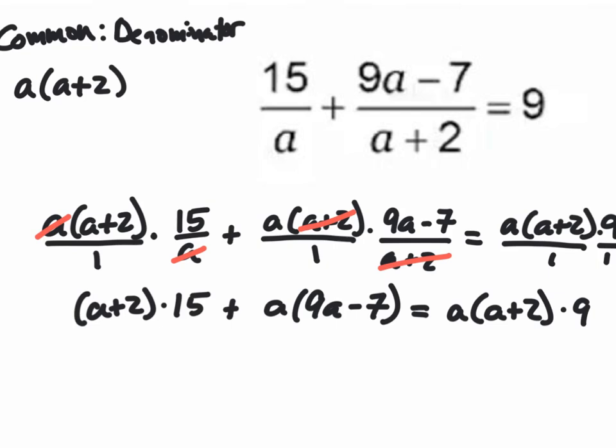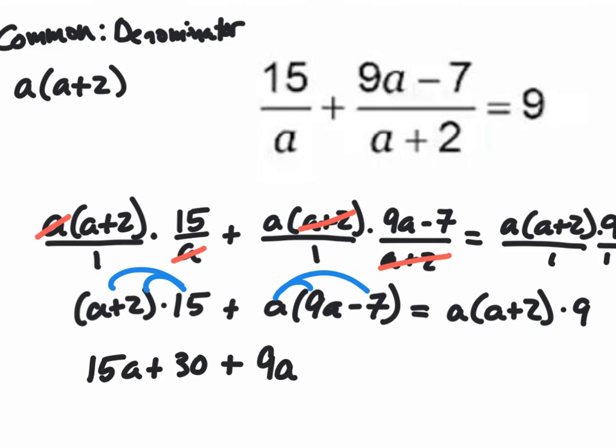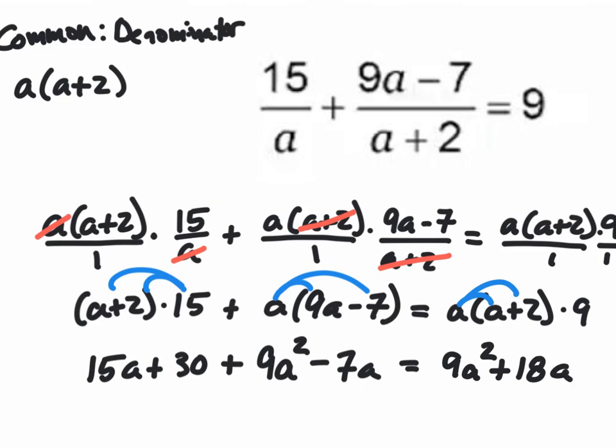Let's go ahead and distribute our 15 into each of these. So we end up getting 15A plus 30, okay? And then let's distribute this A over here. So A times each of these. So I'm going to end up getting 9A squared minus 7A, okay? And then this is going to equal, let me multiply this A through over here, and I can also multiply the 9 in. So I'm going to get 9A squared plus 18A, okay?